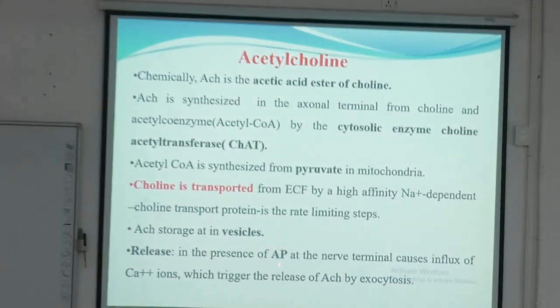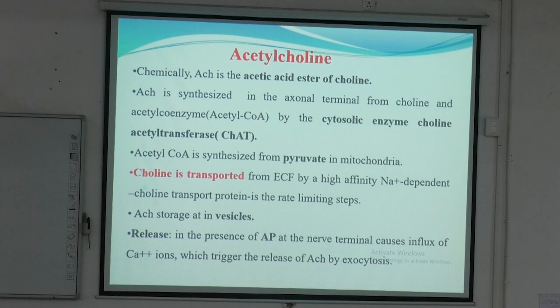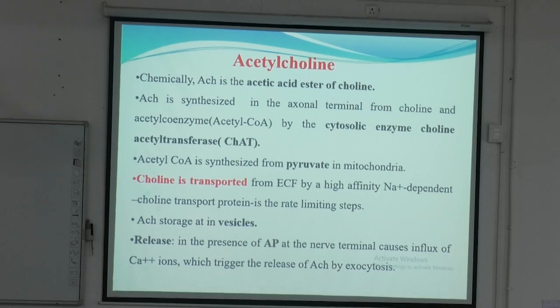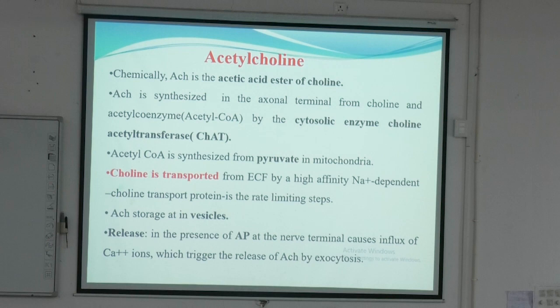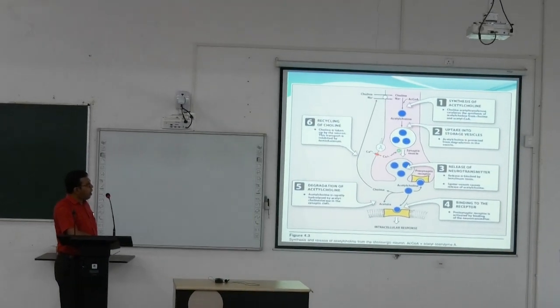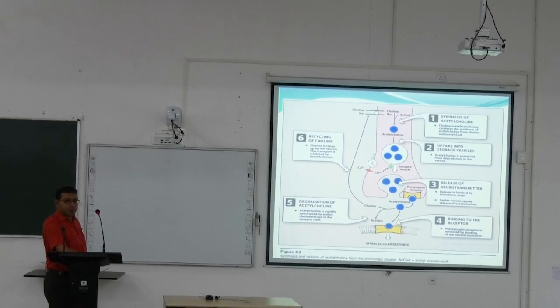Acetylcholine storage occurs in the vesicles, and release in the presence of an action potential at the nerve terminal causes influx of calcium ions. So when there is an action potential, when there is excitation of the nerves, there will be calcium ion influx, and the acetylcholine comes out into the synaptic cleft, which triggers the release of acetylcholine by exocytosis. You can see the same thing: calcium enters, and acetylcholine comes within the synaptic cleft.